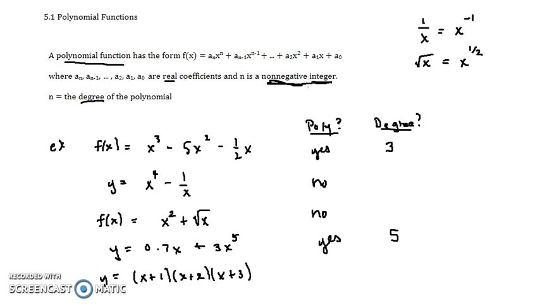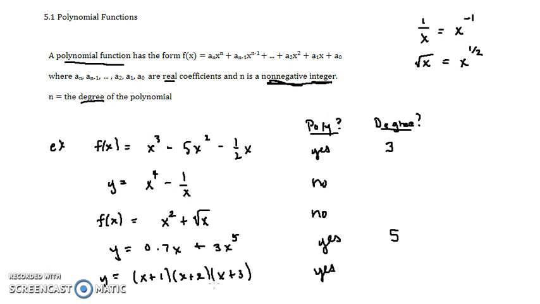Now, what about the exponents? When I multiply this out, what am I going to get? I've got x times x times x. I'm going to end up with things like x cubed, x squared, x, and numbers. Are those all parts of a polynomial function? Yes, all of those exponents will be positive integers: x cubed, x squared, x, and numbers. So yes, this is a polynomial. If you have x plus 1, a polynomial, multiplying by another polynomial, multiplying by another polynomial, it will be a polynomial. So yes.